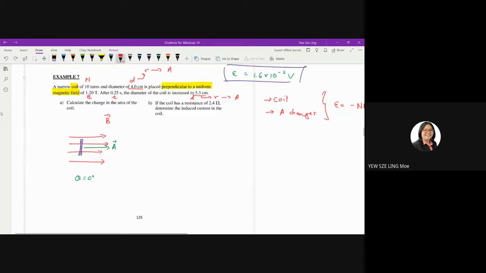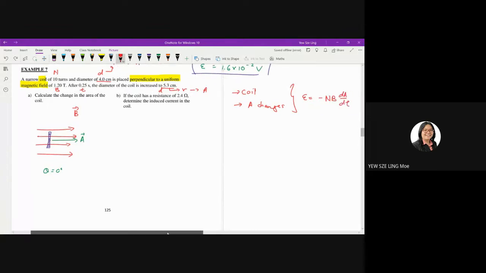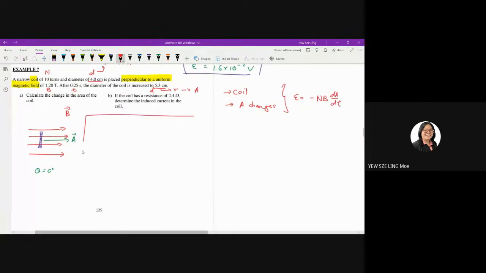Okay, I'm going to write it right here. This would be question A. So delta A equals A final minus A initial. Now you can either use pi r squared, but if you want to keep it as D, that also works. Then it will just be pi D initial squared over 4 minus pi D final squared over 4.